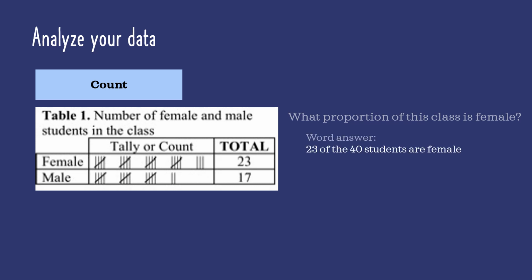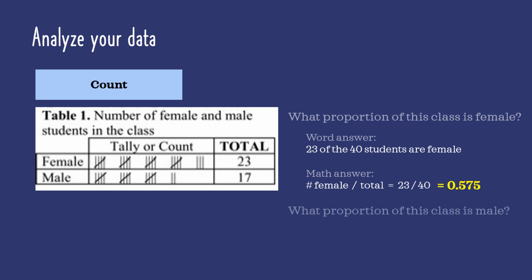The word answer is that 23 of the 40 total students in this class are female. But the math answer asks us to take the total number of females, that's 23, and divide it by the total number of students in every category. So that's the grand total. Since there's 23 females in a 40 student class, 23 divided by 40 is 0.575. The proportion of students in this class who are female is 0.575.